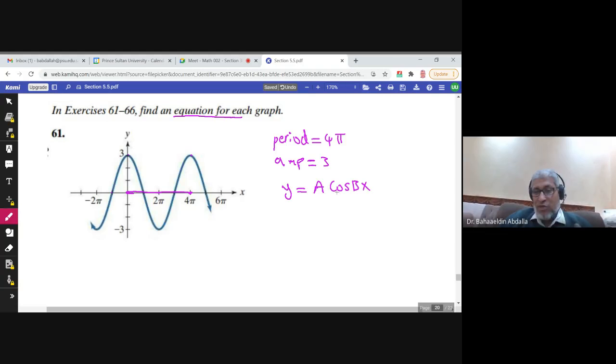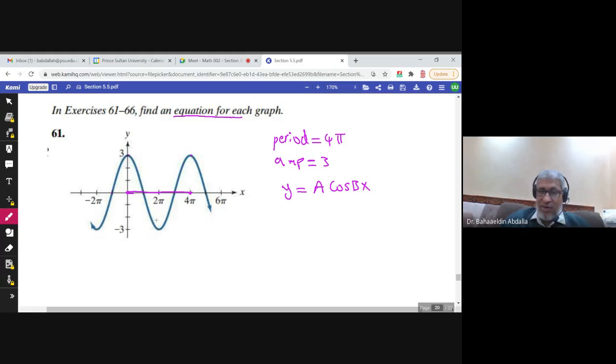But if you want to use sine, then you will have to consider c because at 0 sine will never be 3. At 0 sine is 0. But the easiest way is to solve it like this: y equals a cosine bx without any c. C here would be 0. What is a? Now, is this a positive cosine or a positive sine?